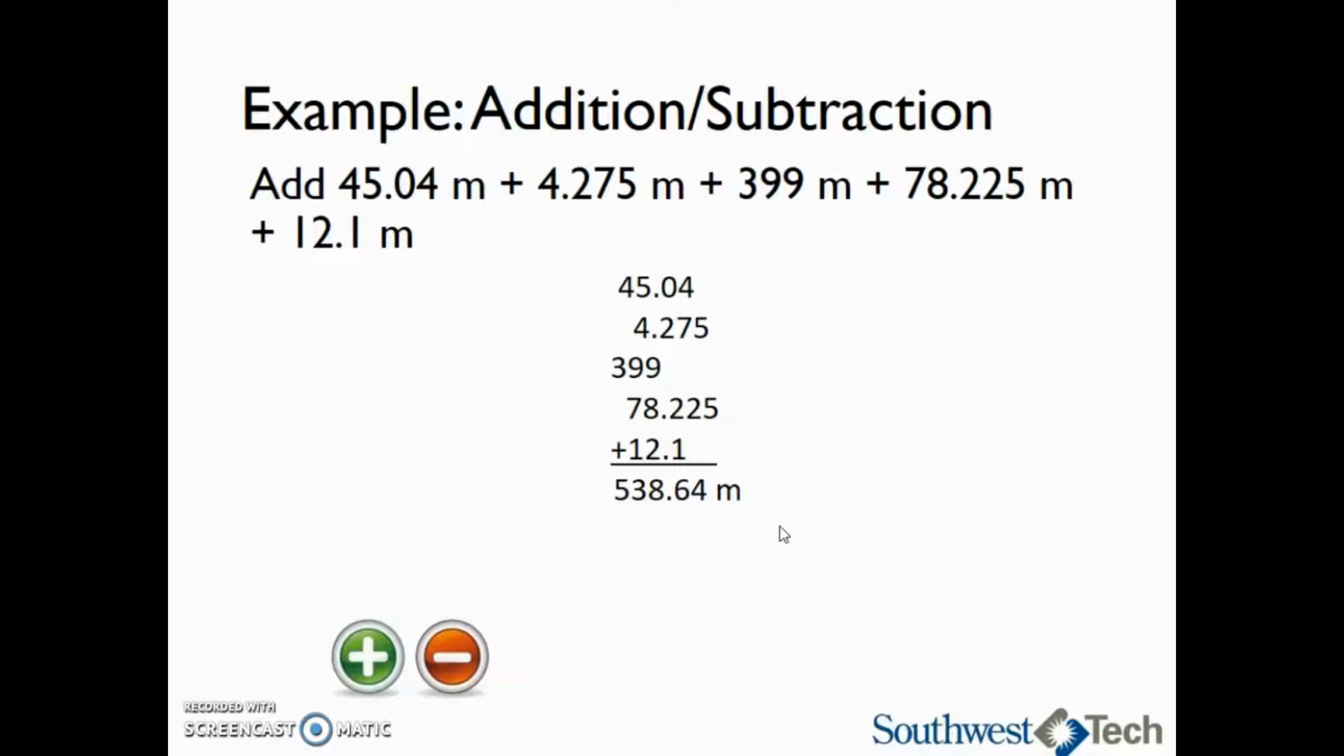But this is not our final answer, because whenever we are looking at addition and subtraction, we have to round our answer to the least precise measurement. Looking at all of the numbers that we added together, the least precise is the 399. Here, our last significant digit, the 9, is located in the ones position, so we have to round our answer to the ones place. Normal rounding rules apply. We look to the number to the right. If that's 5 or greater, we bump this number up. So when we round our answer, we end up with 539 meters.